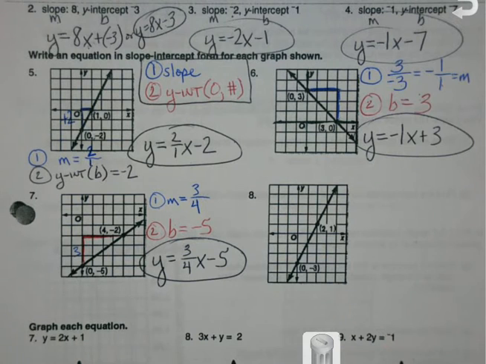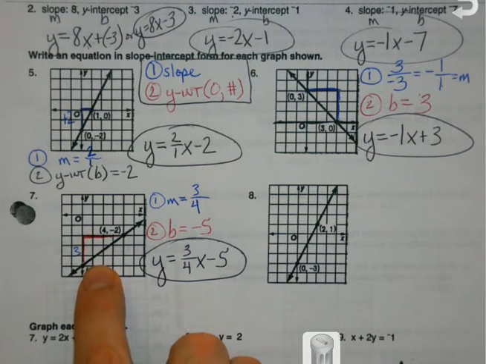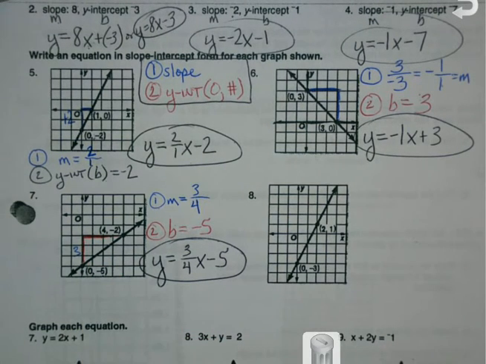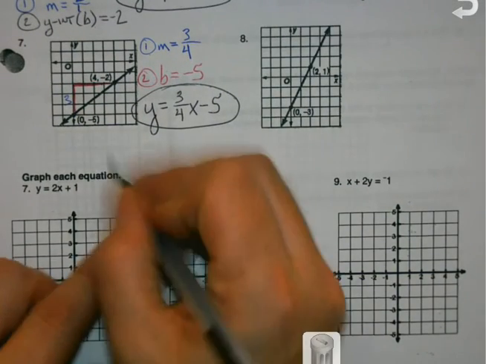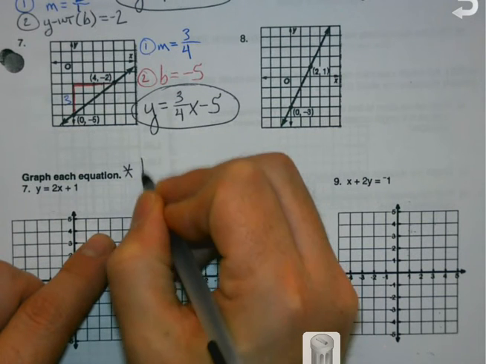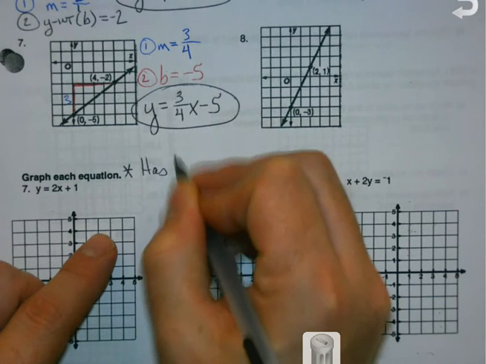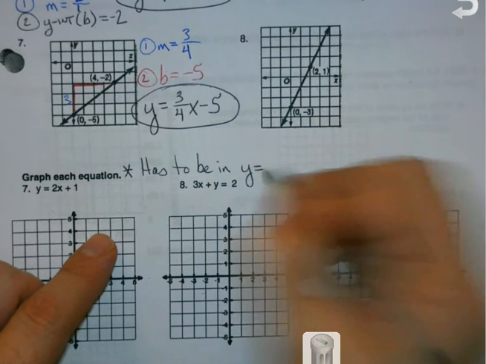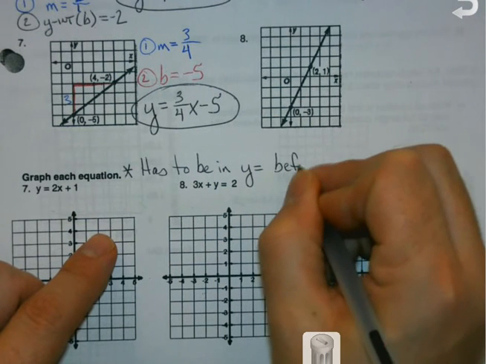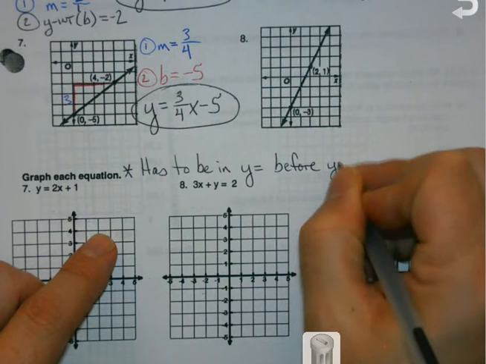So now, we've taken a look at putting it into slope-intercept form if they give me the slope and the y-intercept. We've looked at if they give me a graph. So now the next reasonable step is to actually start graphing these. Now, we're going to make one note here. Okay, it has to be in y equals form before we start.